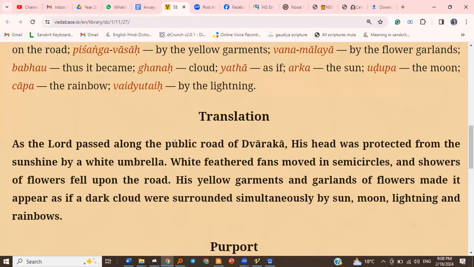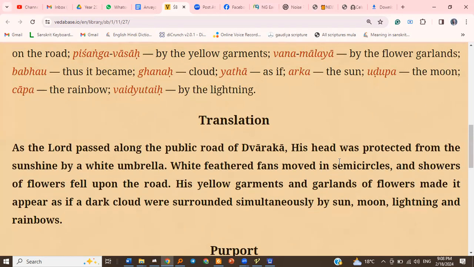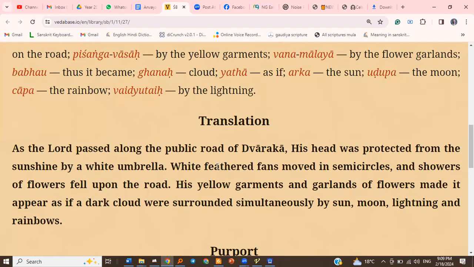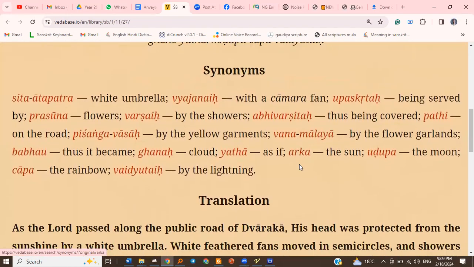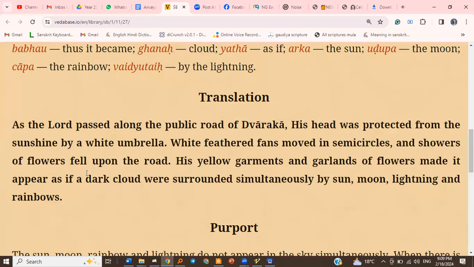As the Lord passed along the public road of Dwaraka, Pathi, his head was protected from the sunshine by a white umbrella, Shubra Chhatra. White feathered fans moved in semicircles. So this is the Bhavarth. And showers of flowers fell upon the road. His yellow garments and garlands of flowers made it appear as if a dark cloud were surrounded simultaneously by sun, moon, lightning, and rainbows.